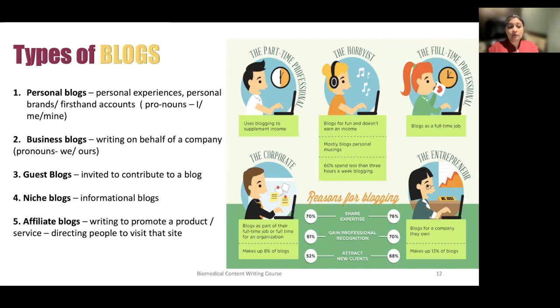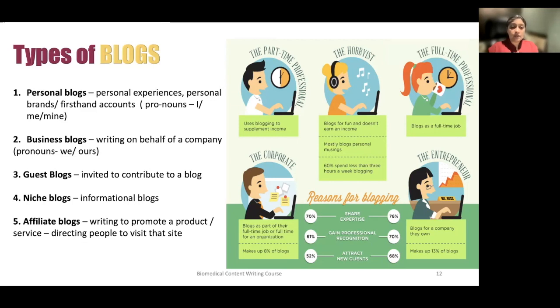Guest blogs, where you're invited to contribute to a blog. Say a large laboratory chain has their own blog or a website, and you are a pathologist or a lab technician who's working for a hospital or working for your own lab, and you have certain expertise that can contribute to their blog. They would invite you to write a blog on a particular test that you're doing, and showcase your expertise and your profile on their website.